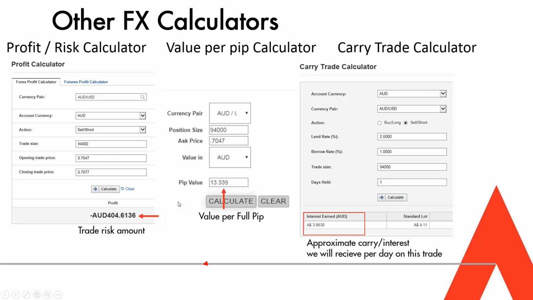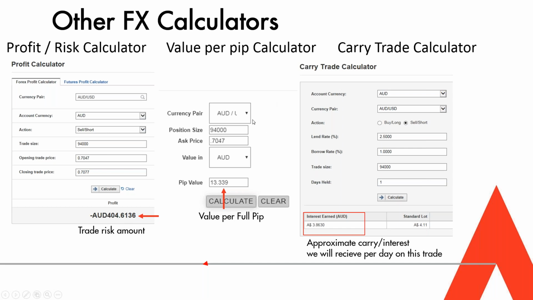All right, so just double checking our risk, again, using a few online calculators here. So the profit/risk calculator can also tell me my risk. So I'm selecting a short sell. We're trading basically a $94,000 contract, opening price 70.47, closing the trade at 70.77, says we'll be risking $404, which is close to our $400 risk we were talking about. Remember, we rounded it up to $94,000 contract.